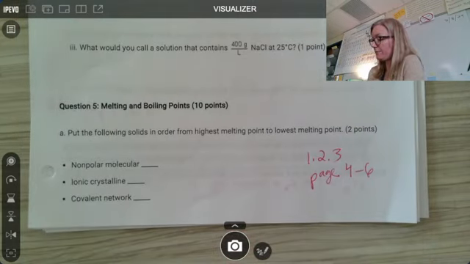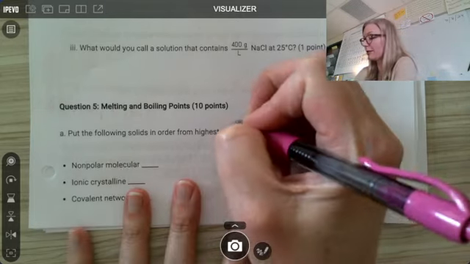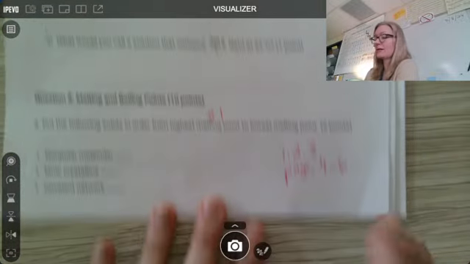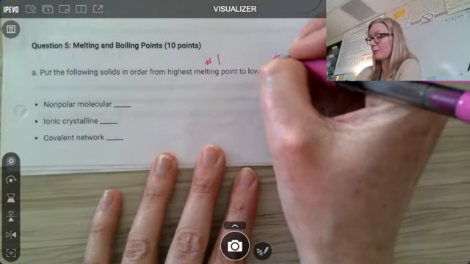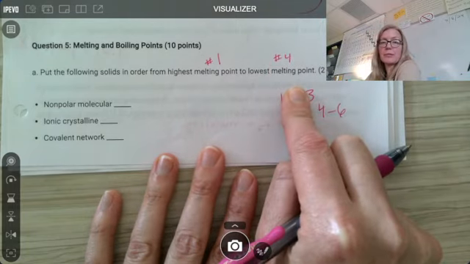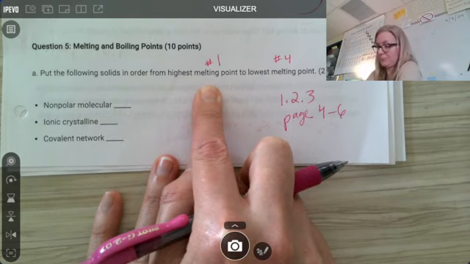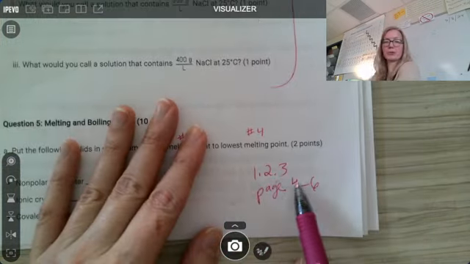And then question 5, they want you to order them from highest melting point to lowest melting point. So the one with the highest melting point, you're going to give it number 1. Okay. And there are 4 things in this list. The lowest melting point, you're going to give it a number 4. So the lowest melting point is the one that melts the easiest. The highest melting point is the one that's the hardest to melt. So that is 1.2.3, page 4 to 6.